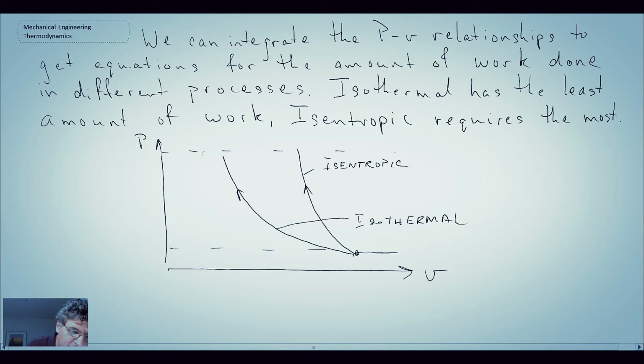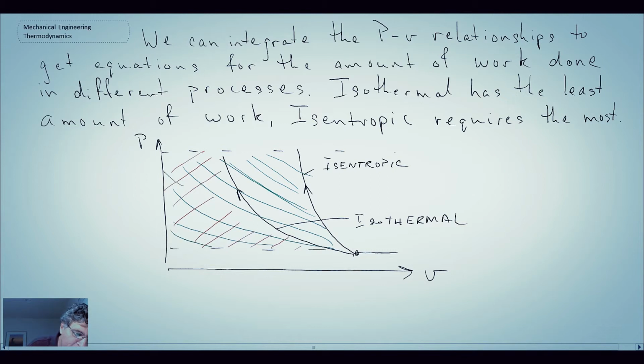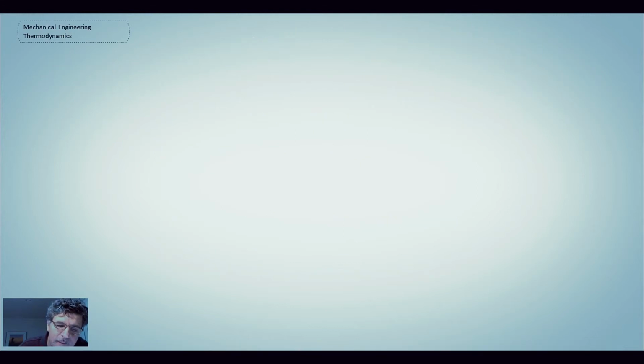Well, just by sketching that, we can see the work for isothermal, and then if we sketch out the work for isentropic, it's a much larger area, and consequently it is rather intuitive, and it makes sense that isentropic would have the largest amount of work.